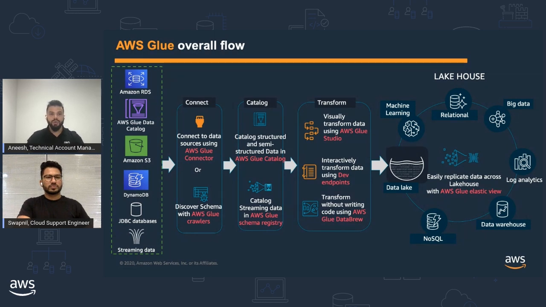And once the catalog has been done, you can basically transform all your data as per your business needs via Glue Studio, Dev Endpoints, and AWS Glue DataBrew, where you don't even have to write a single piece of code. And once the transformation is done, you can then basically move the data to the data location wherever the data target is. And it could be any of the NoSQL databases, data warehouses, or it could be your in-house JDBC databases as well.